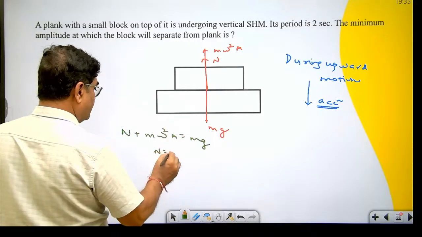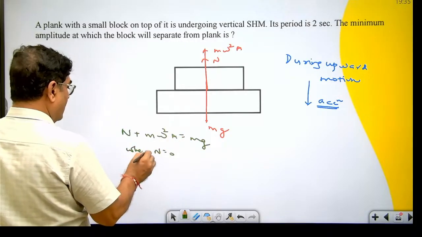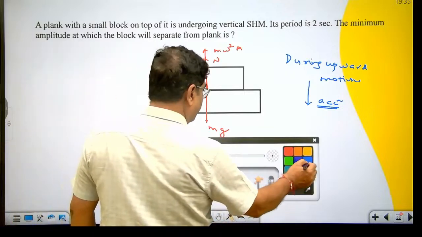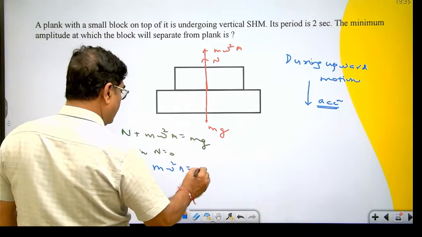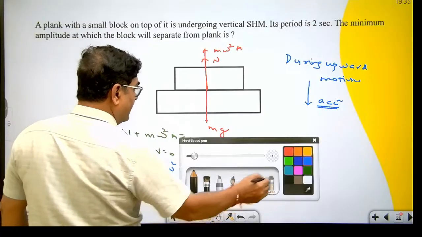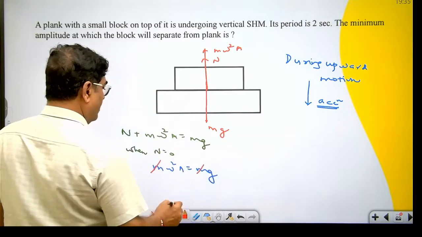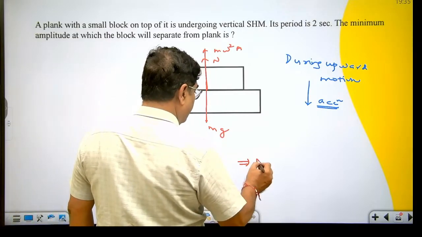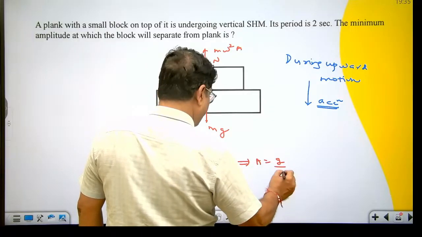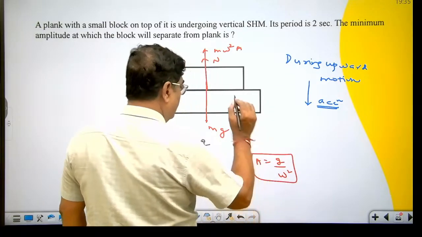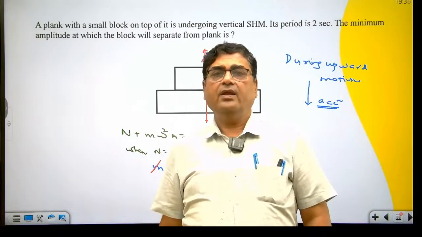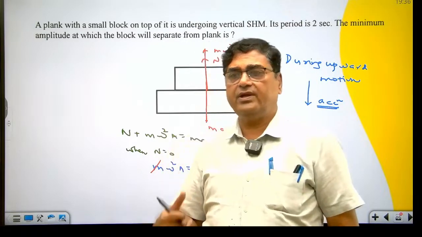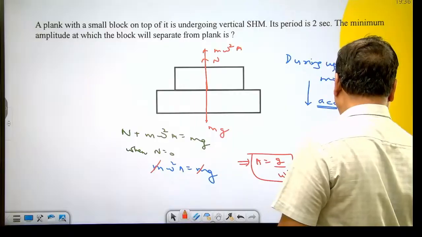And when N becomes 0, the block will leave the contact. So the situation will come m omega square a equals mg. So m will get cancelled. So at amplitude a equal to g upon omega square, the block will leave the contact with respect to the plank. In this situation, the block will leave the contact with respect to the plank. Okay.